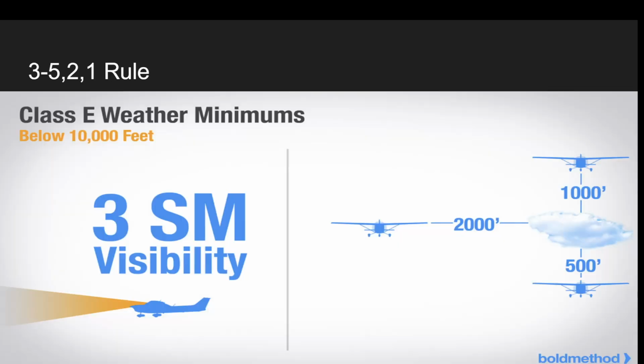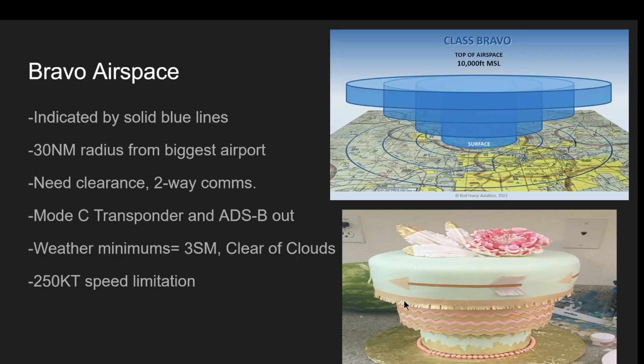Oh, yes. Getting ahead of myself here. This is what the Bravo looks like in actuality. You can see it here. Most of the time it's three layered. It's like a three layered cake right here.